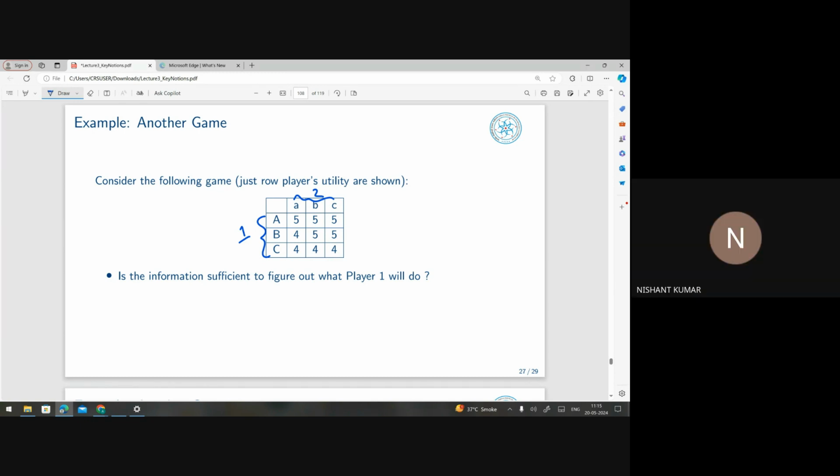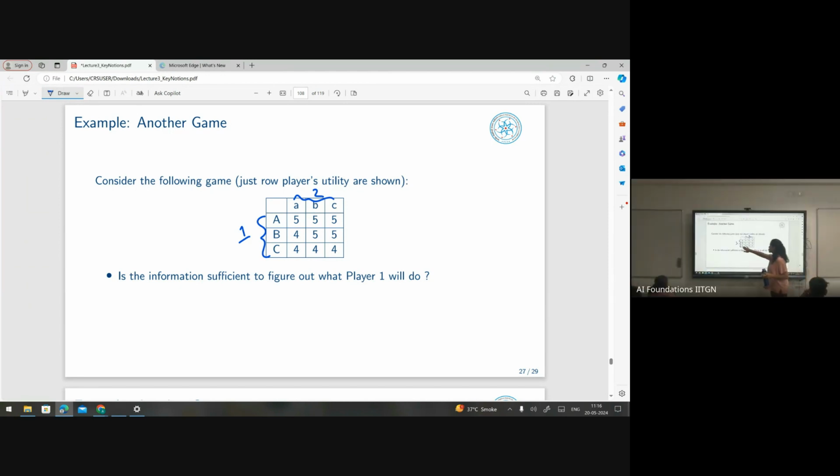Should we interpret what this utility says, right? That's what we need to. So these are the utilities for the row player. What I have given you in this matrix is the value that player one is getting when the actions that are written over here are played. Okay.